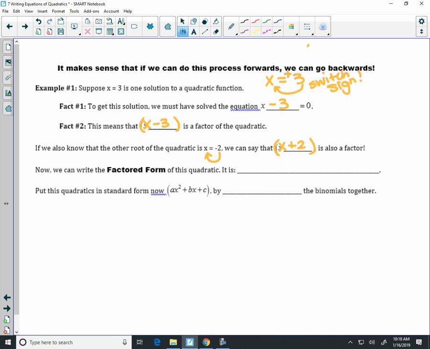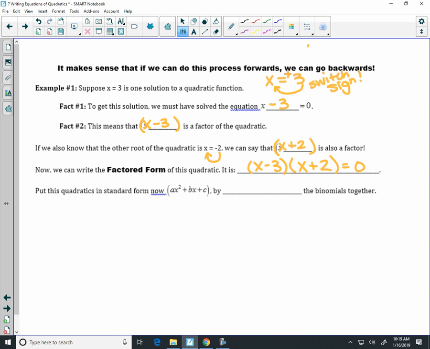And now we could write factored form like this. x minus 3 times x plus 2. That, on the OSD, will get you full credit if you are writing out a factor, if you're asked for factored form.